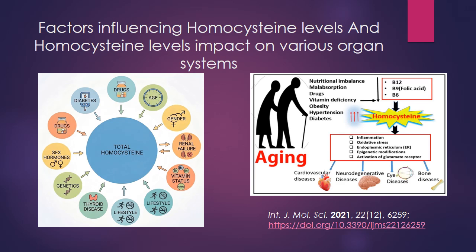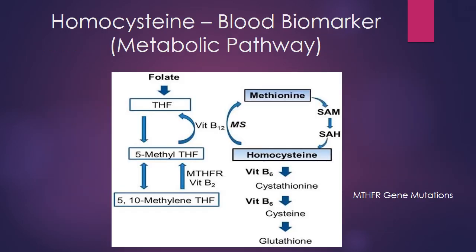Factors influencing homocysteine levels and the level's impact on various organ systems. It features an infographic detailing the numerous lifestyle, genetic, and medical factors that impact total homocysteine level, and shows how chronic high levels of homocysteine impact various organ systems. Homocysteine blood biomarker metabolic pathway. It explores the complex metabolic pathways connecting homocysteine, folate, and other B vitamins.